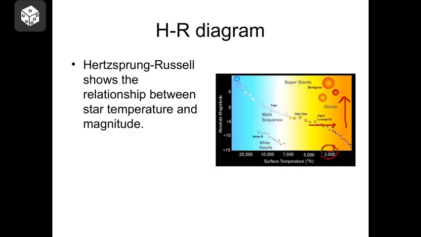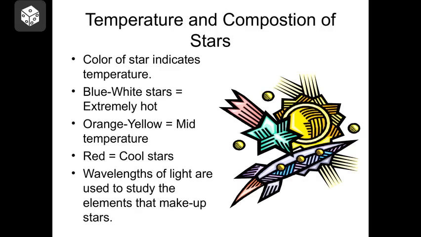All right, let's get into star evolution then. All stars are based upon a couple of different things: temperature, composition. The color of a star really indicates its temperature, and you kind of saw that on the HR diagram. The blue whites were the extremely hot ones. Our yellow sun, yellow and orange are kind of the mid-temperature stars, and then the red stars are the cooler stars. So how do scientists know this?